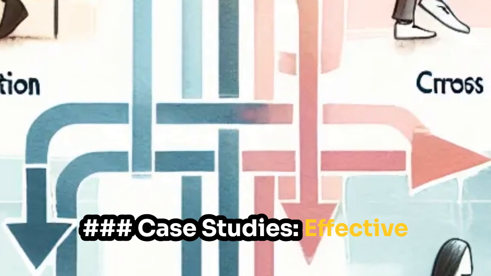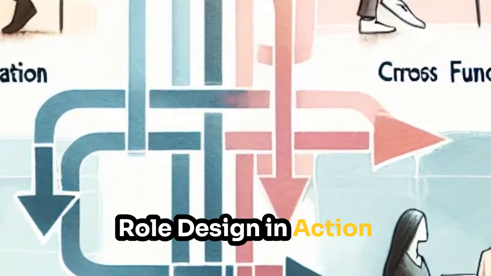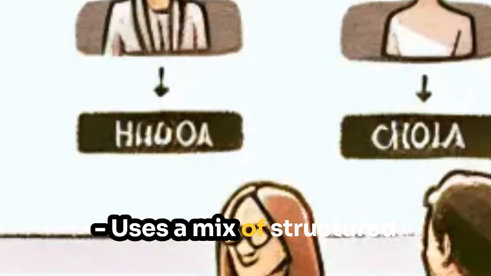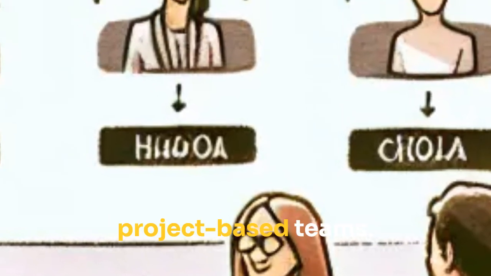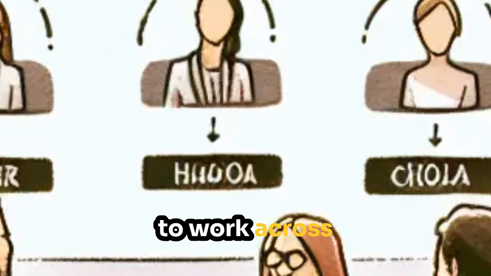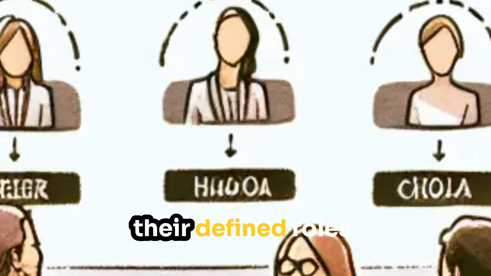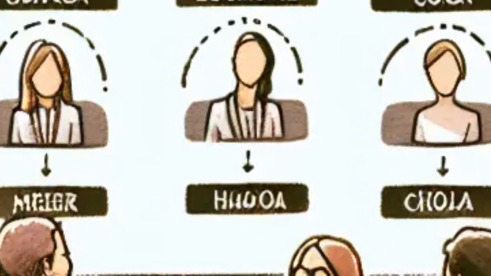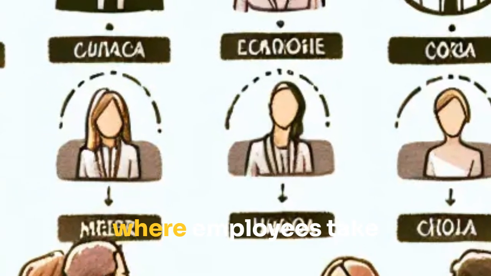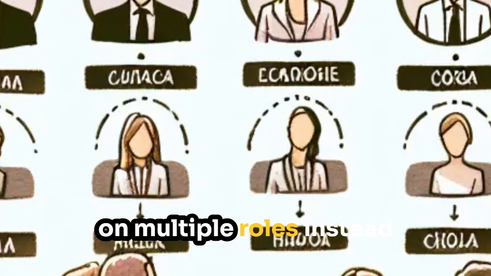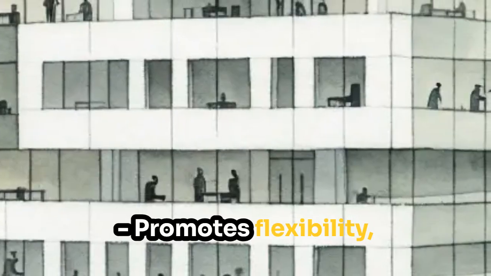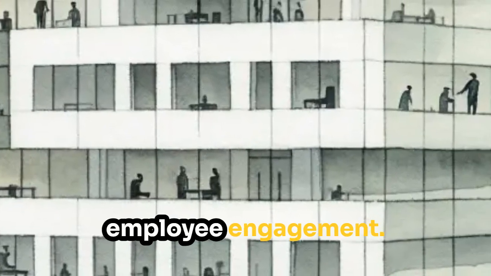Case studies: effective role design in action. 1. Google, cross-functional collaboration. Uses a mix of structured roles and flexible project-based teams. Encourages employees to work across different teams and innovate beyond their defined roles. 2. Zappos, self-managed teams. Uses a holacracy model where employees take on multiple roles instead of traditional job titles. Promotes flexibility, autonomy, and employee engagement.